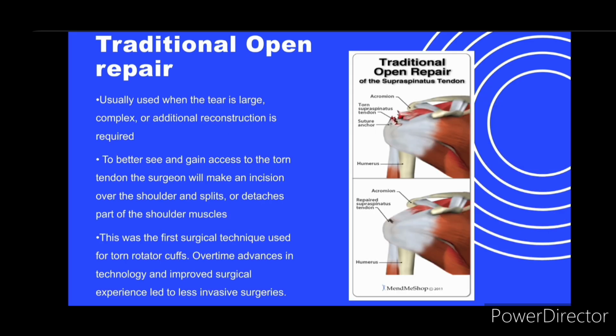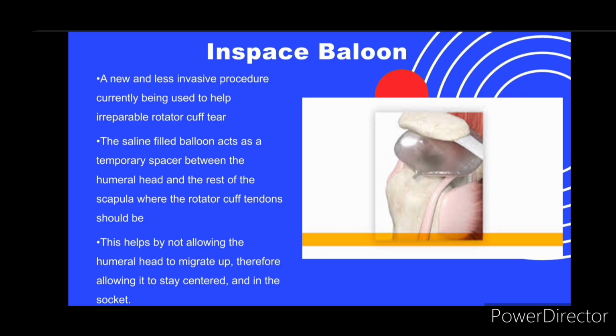A traditional open repair was one of the earliest methods used to repair rotator cuff injuries. This method is used usually when the tear is large or complex and additional reconstruction is needed. This procedure requires the surgeon to split or detach part of the shoulder muscles to gain better access to the tendon. A newer method currently being used to help irreparable rotator cuff tears is the InSpace balloon.